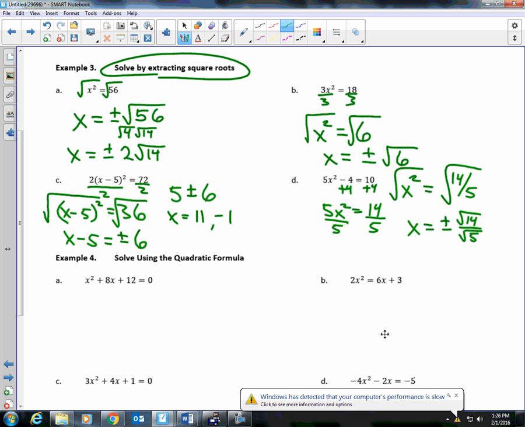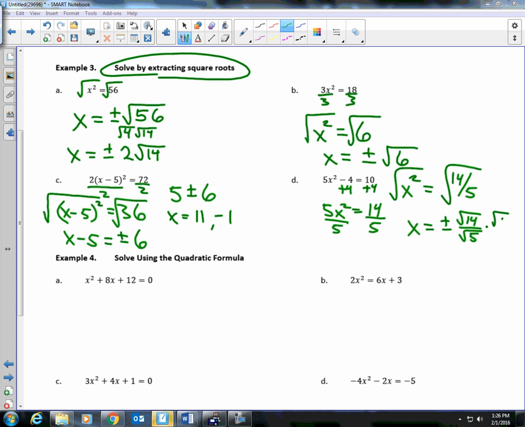What's wrong with leaving the answer like this? So, in order to get rid of the square root on the bottom, Ashley, what do I have to do? Yeah. Then we get x is equal to plus or minus the square root of 14 times square root of 5, that ends up being square root of 70, which can't be reduced at all, over 5. So that's our final answer.